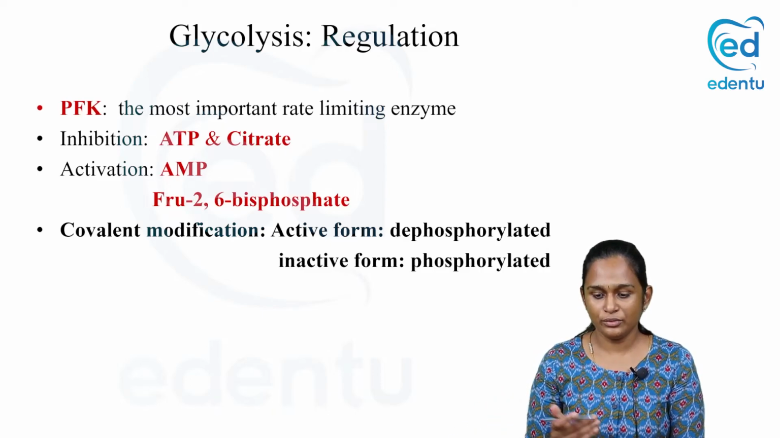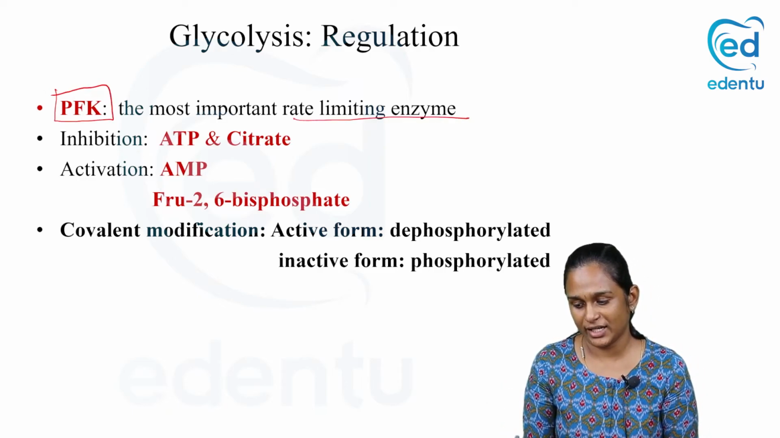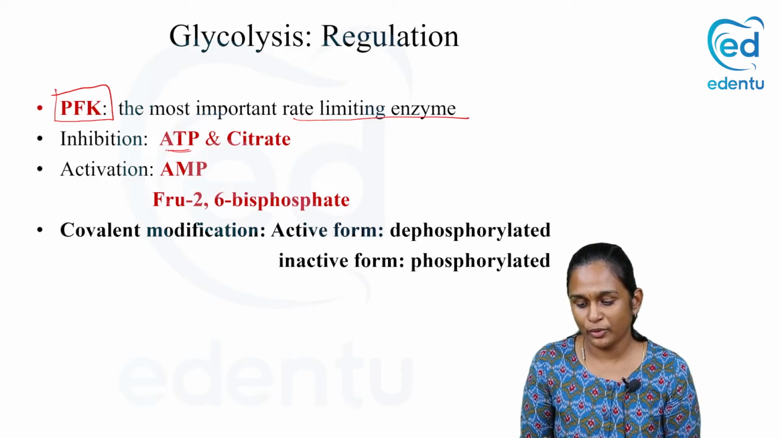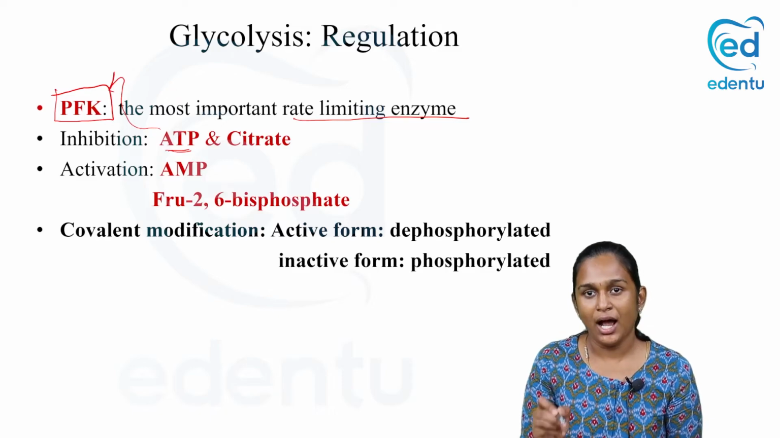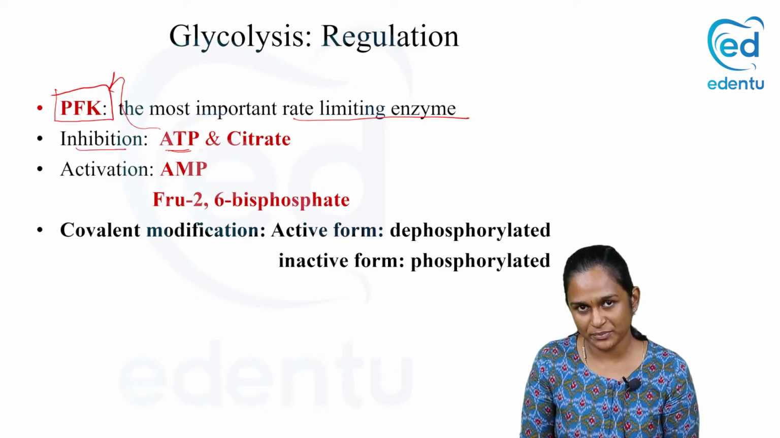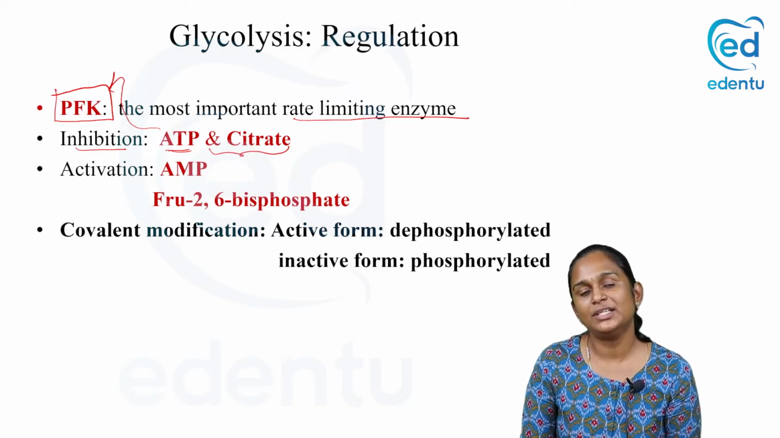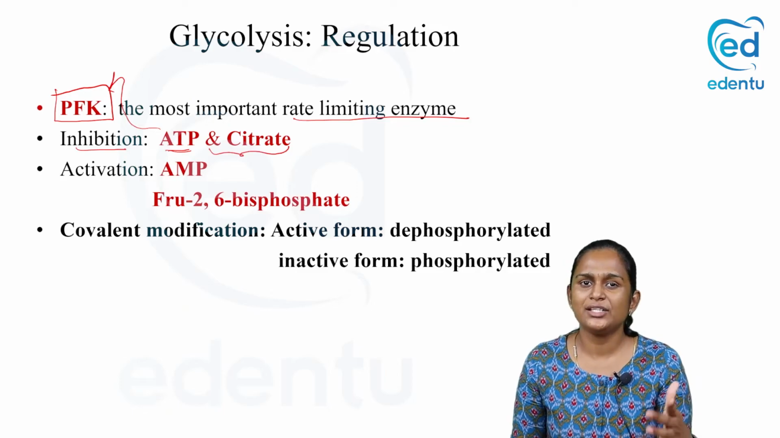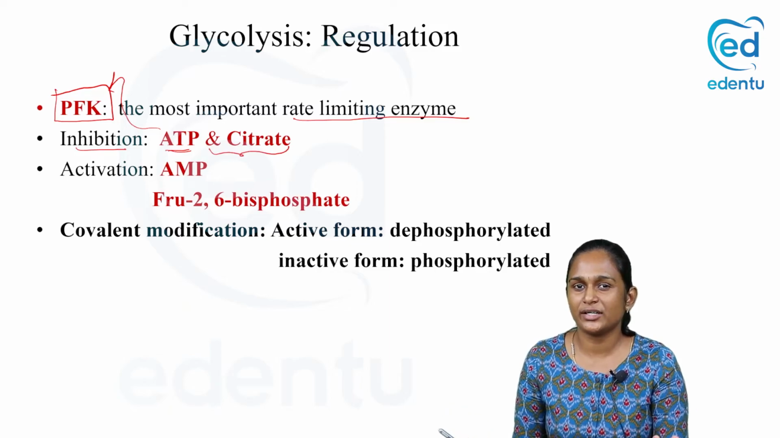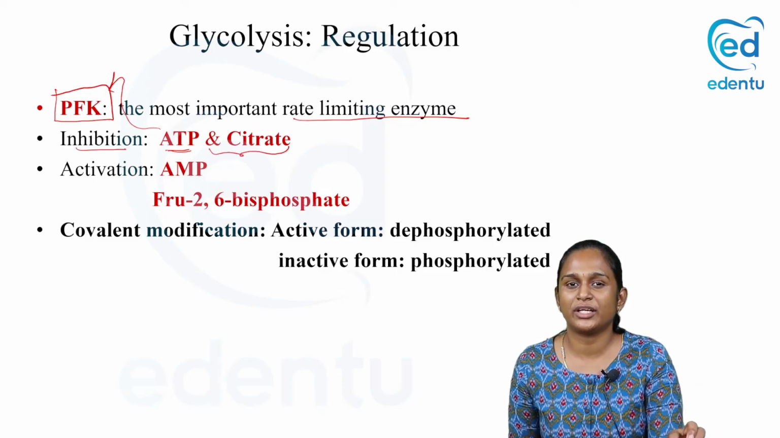Next, moving on to the important enzyme. PFK is phosphofructokinase, the very important and rate limiting enzyme, and there are certain allosteric inhibitors and activators. That means these compounds are going to bind to this enzyme and modify the activity of the enzyme. Inhibition means when these compounds are present, they bind to phosphofructokinase and inhibit its activity. When the cell has more energy, that means when the cell has more ATP, it doesn't want to synthesize further ATP. So that ATP will go and bind to phosphofructokinase and inhibit it.